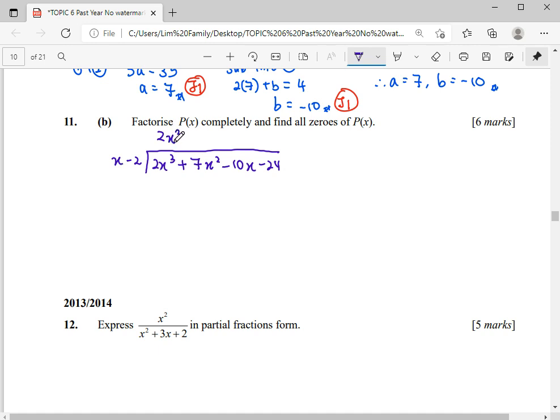Then we expand back. 2x squared times x, 2x cubed. And then expand for the following term, 2 times 2 here, negative 4x squared. Then we minus, we can see we can cancel the first term already. 2 minus 2, 0, so 7 minus negative 4, it will become positive. So it equals 11x squared. So the rest of it just pull down.